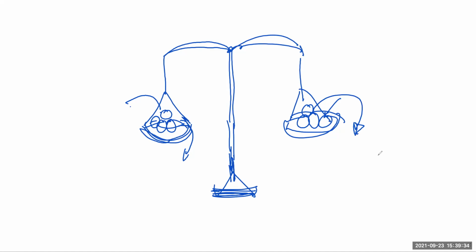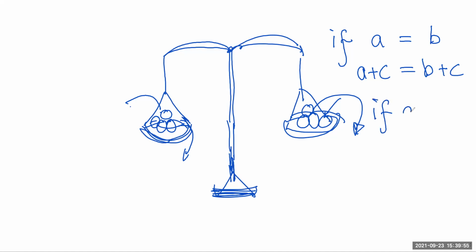How about if you take away exactly the same thing from both sides? Yeah, it's still balanced. So in algebra, this is what we mean. If A is equal to B, so A is balanced with B, then when you add exactly the same thing on both sides, it's still balanced. And if A is balanced with B, when you multiply by something, A times C is equal to B times C.